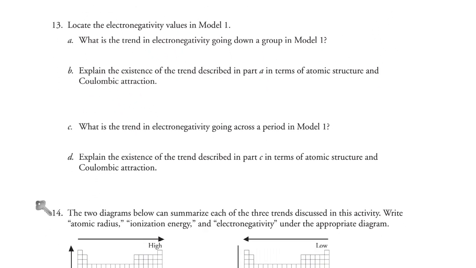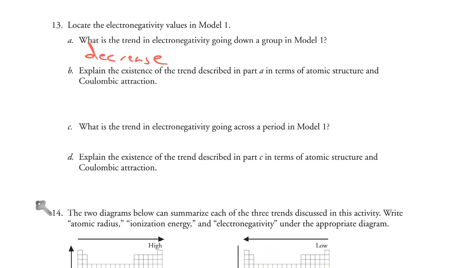So it was the third number in Model 1. What's the trend in electronegativity as you go down a group? So as we go down, it's going to decrease, for kind of a different reason than the reason that ionization energy decreased. Here, we really care about, can the nucleus attract new electrons? And as we get larger and larger atoms, the positive charge from that nucleus is just shielded and can't go out and attract new electrons.